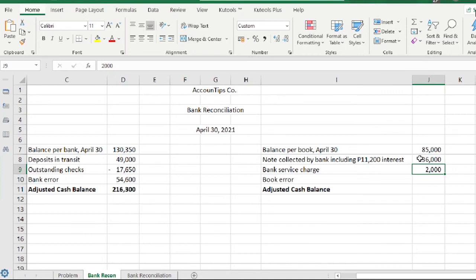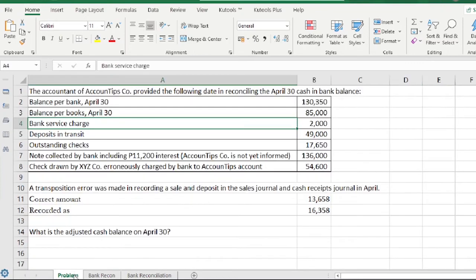The last adjustment for the books pertains to a book error which is presented in the last part of the problem, which is this one. Since there has been a transposition error in recording a sale and deposit in the sales journal and the cash receipts journal, we have to make a corresponding correcting entry for this. The correct amount must be 13,658, but what they recorded was 16,358. They switched the second and third numbers of the amount.